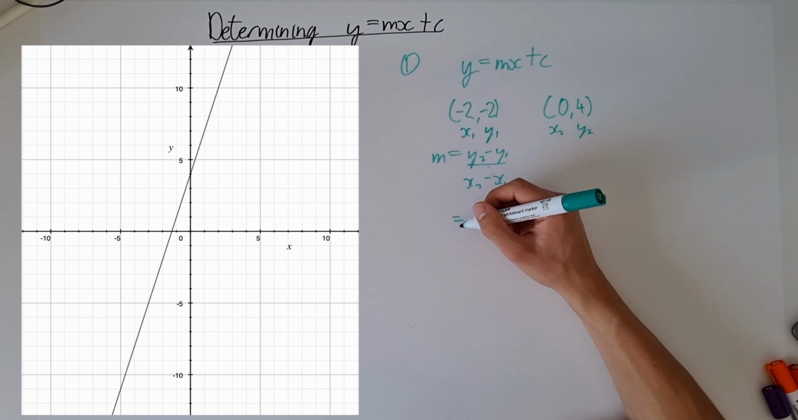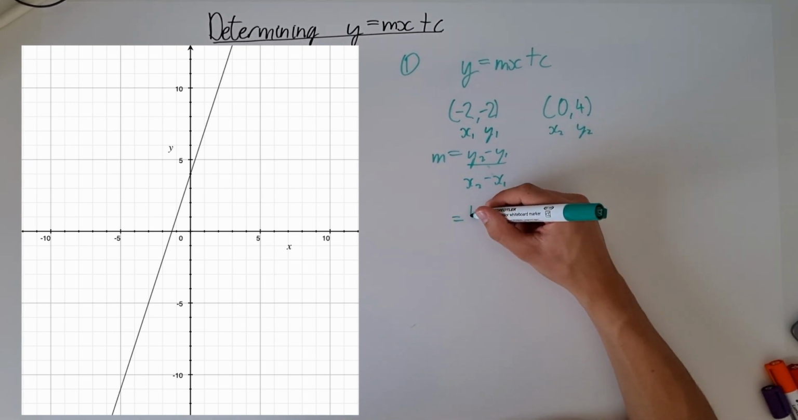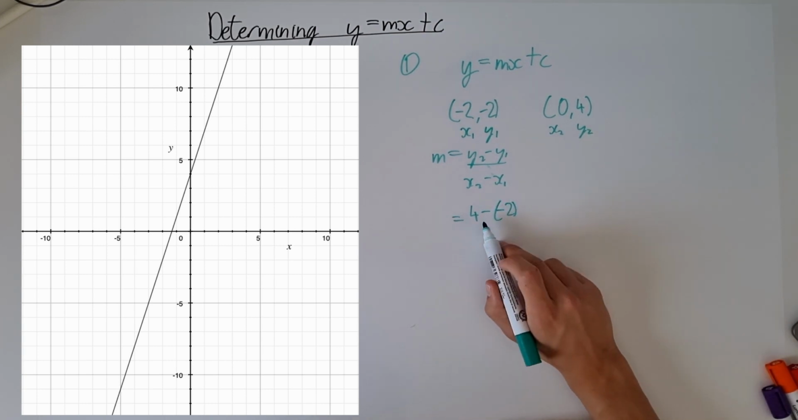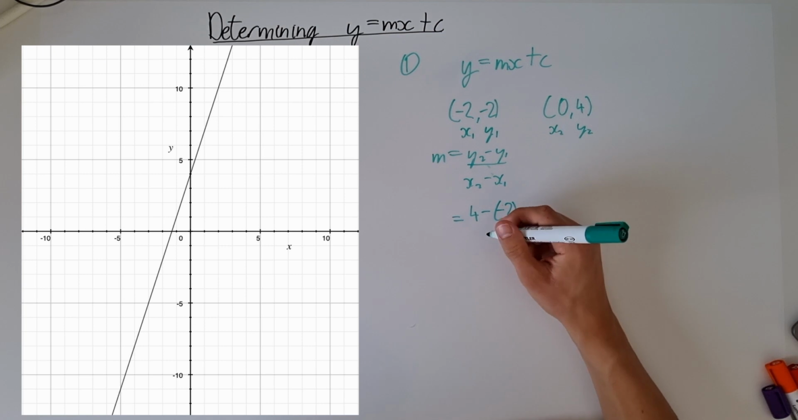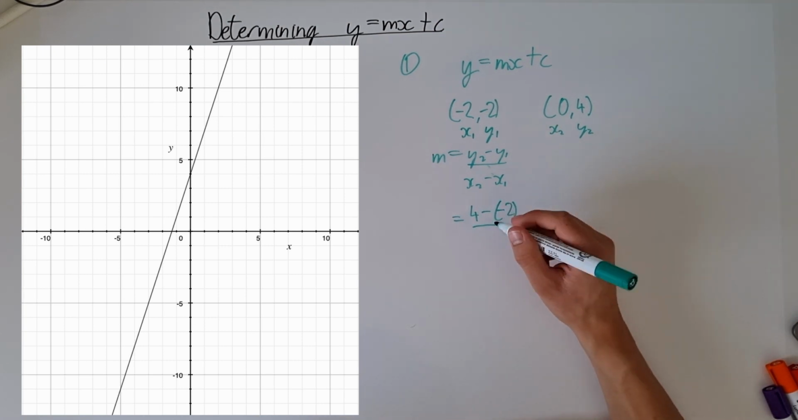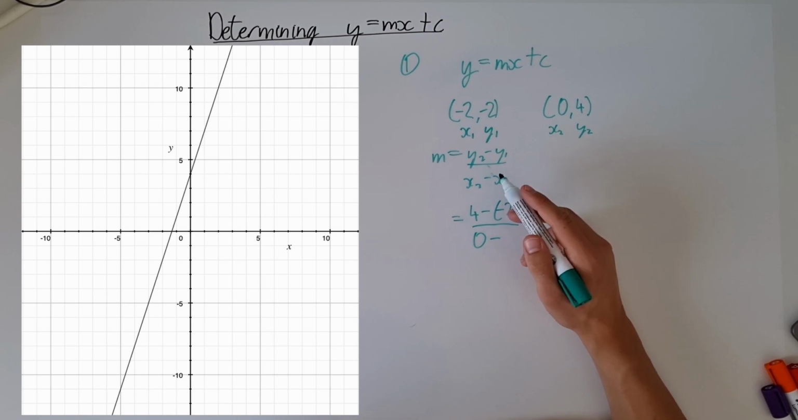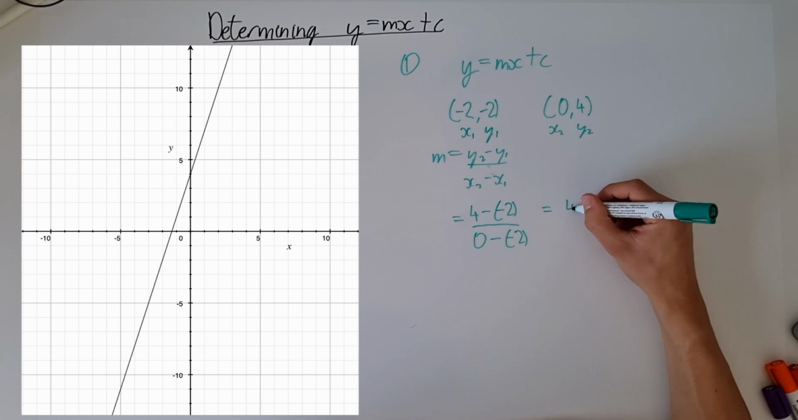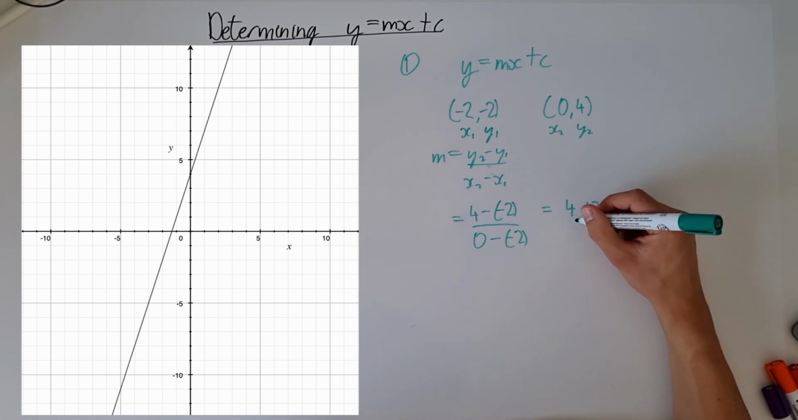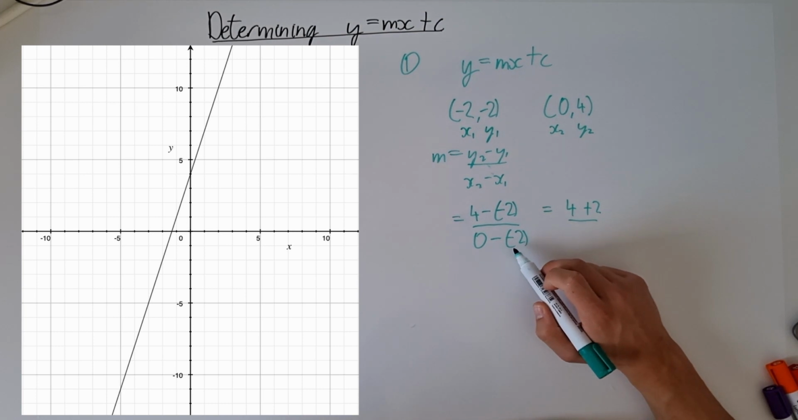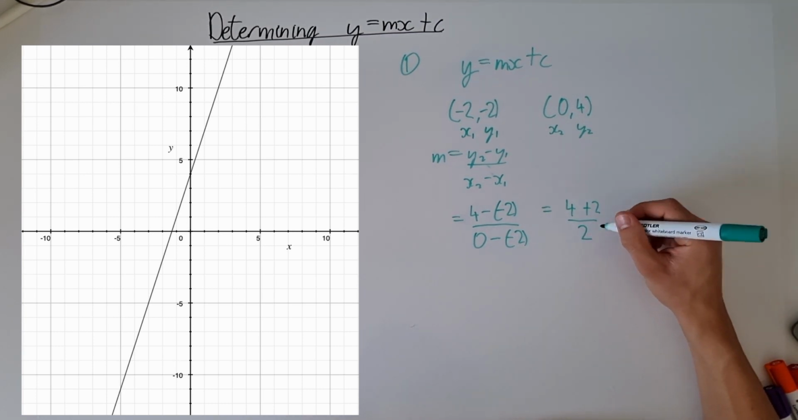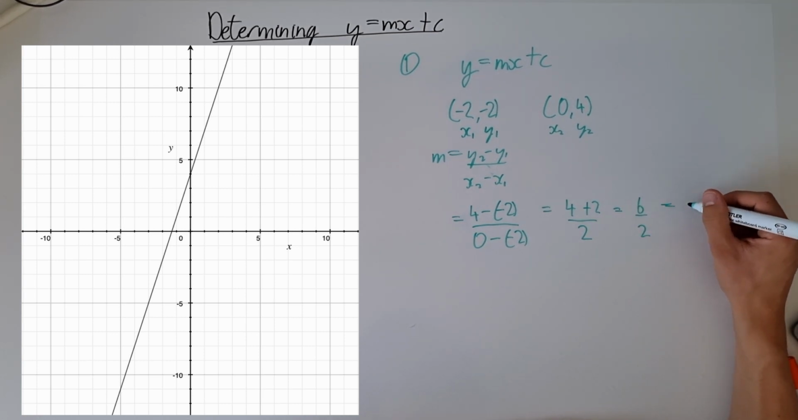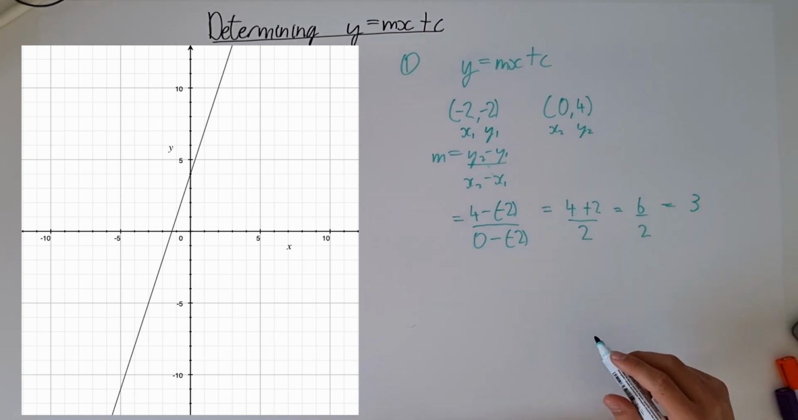So now subbing these in to actually get our gradient. y2 is 4 minus y1, which is -2. So be careful to include that it's -2 and not just 2, all over x2, which is 0, minus x1, which is also -2, so remember to include that. Solving this, 4 minus -2 is 4 plus 2. And 0 minus -2 is just going to be +2. 4 add 2 is 6 over 2, which solves to 3. 6 divided by 2 is 3.